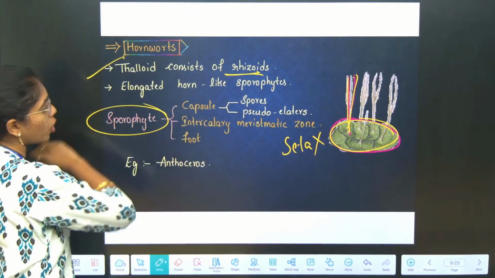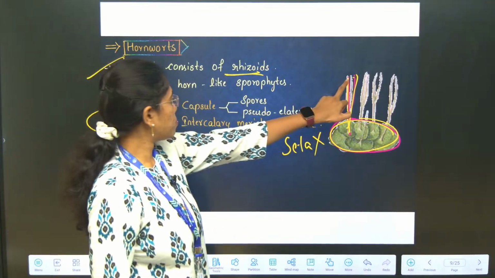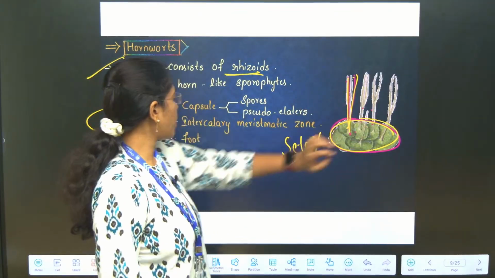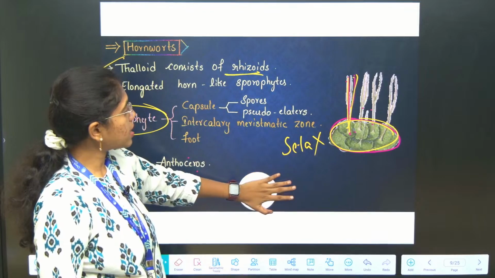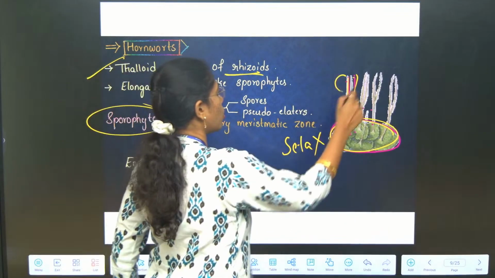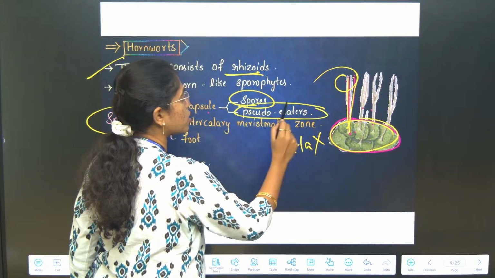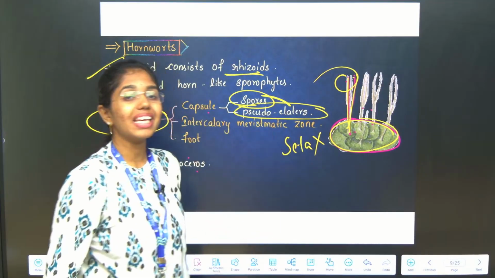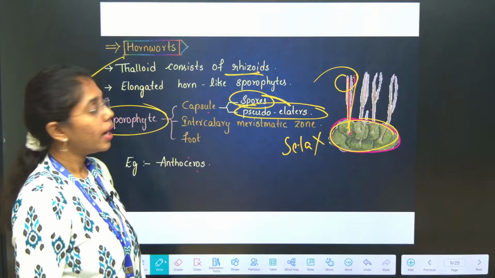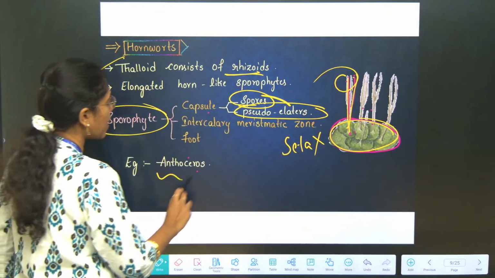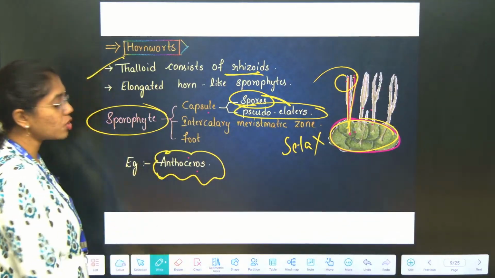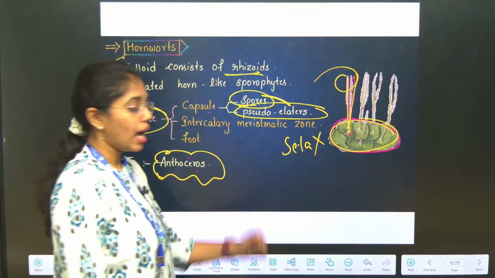The gametophytic structure is just thalloid with rhizoids, and over this thalloid gametophyte, sporophytic structures arise. This sporophyte consists of what? Capsule, intercalary meristematic zone and foot. Seta is absent. Inside the capsule you can see spores and pseudoelaters. Pseudoelaters will help in easy dispersal of spores. Remember that, okay. Best example is what? Anthoceros, which belongs to Anthocerotopsida.